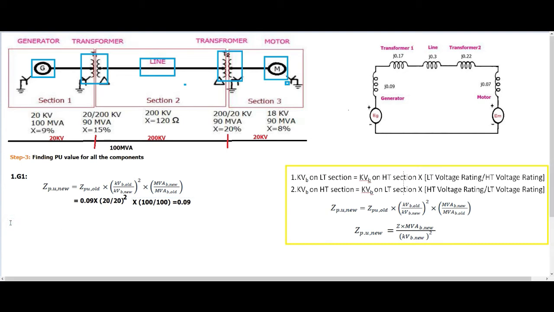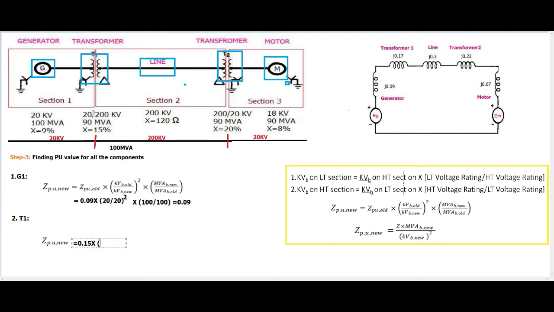Now the second component, similarly, is transformer 1. Transformer 1 is also represented in per unit, so again we'll be using the same formula. So directly I will substitute now. ZPU new for transformer 1 is equal to ZPU old, 0.15, multiplied by the old base voltage. While you take it for a transformer, as I told you, refer to the ratings, correct?